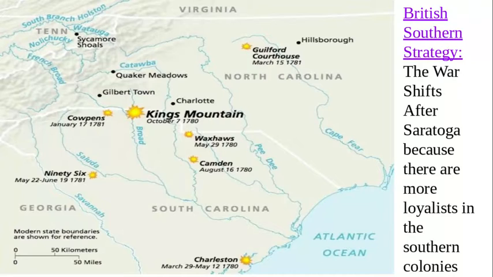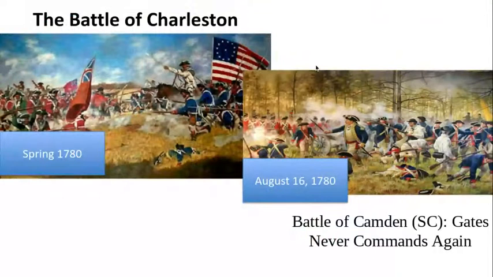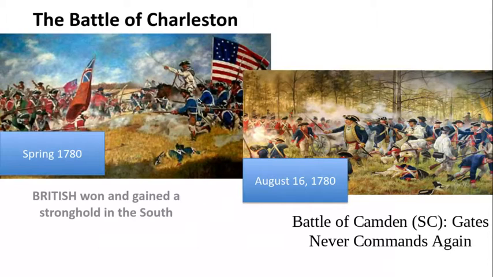Those loyalists come and join the British Army, and you take that army of British soldiers and loyalists, and you just sweep north through the colonies, and you wipe out the rebellion. Well, everything starts out going really well for the British. They win at Charleston. They take Charleston Harbor, get a stronghold in the South. The loyalists rise up and support the British.